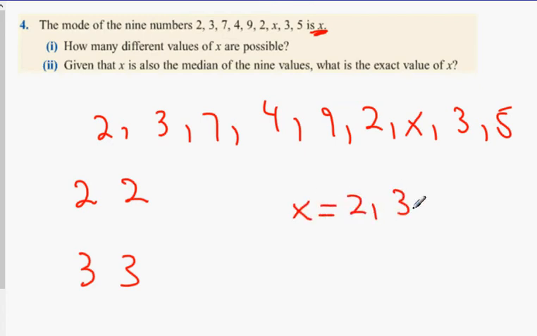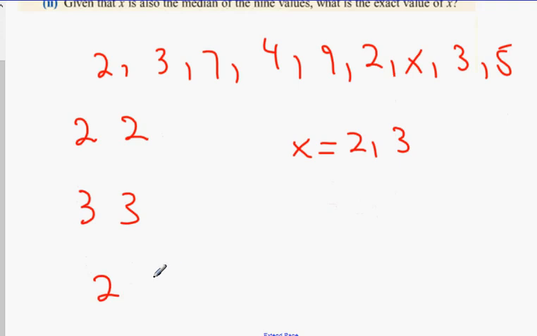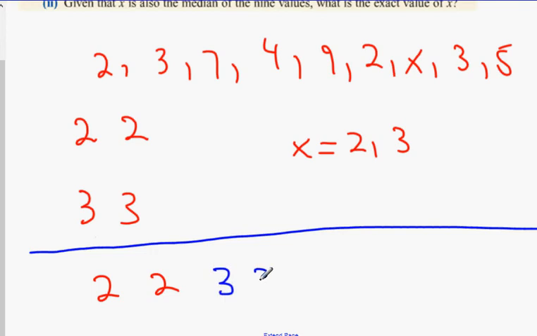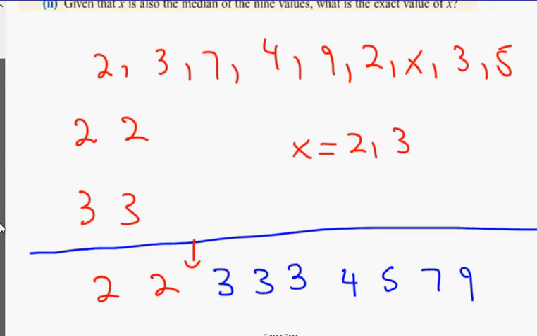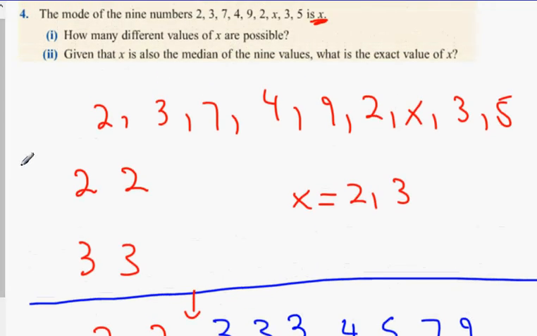Now, the problem is x is also the median of the 9 values. What is the exact value of x? So let's leave x out for a start. And we get 2, 2. This is me arranging it in order of size. 2, 2, 3, 3. Leave a gap there for the 5th number. 4, 5, 7, 9. It has to be the number 3, doesn't it? Because 3 is the median value. The number 2 can't fit in there. The number 2 would have to go in here. So that means that x is equal to 3. So this means x equals 3 is the answer, okay?